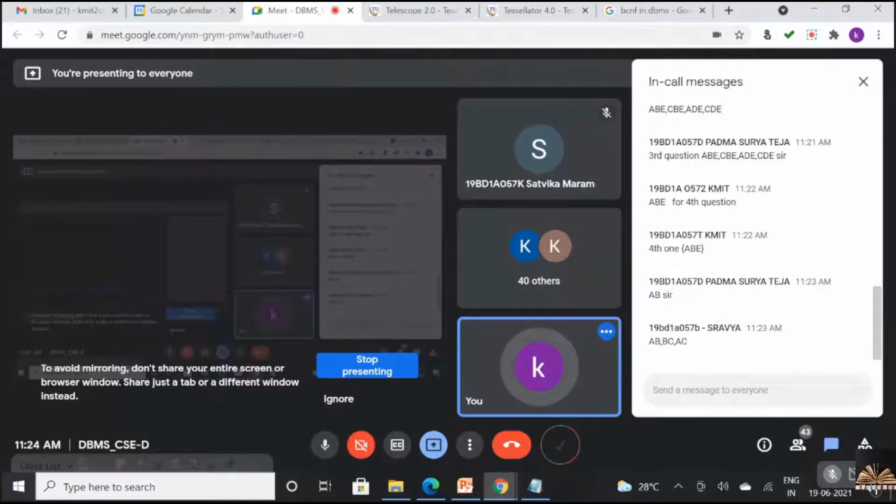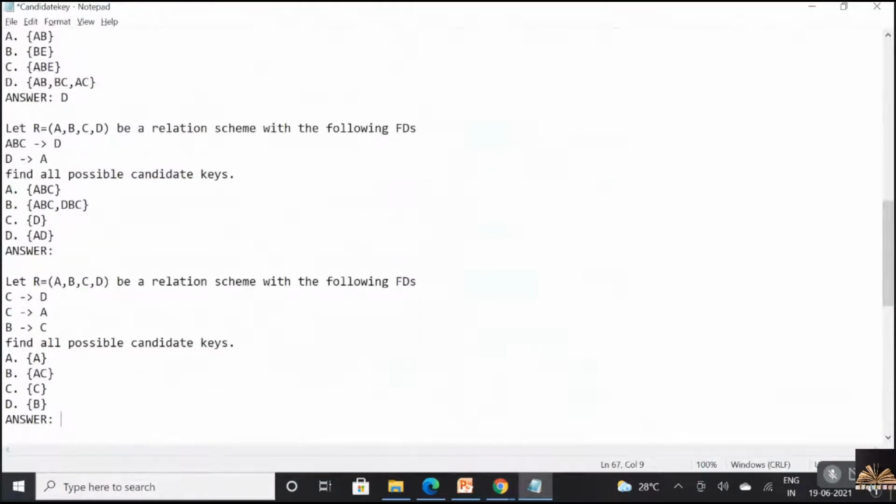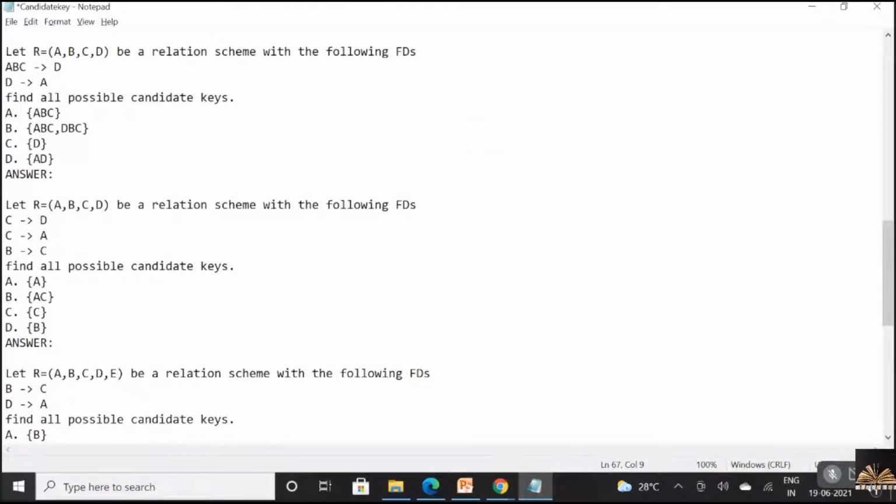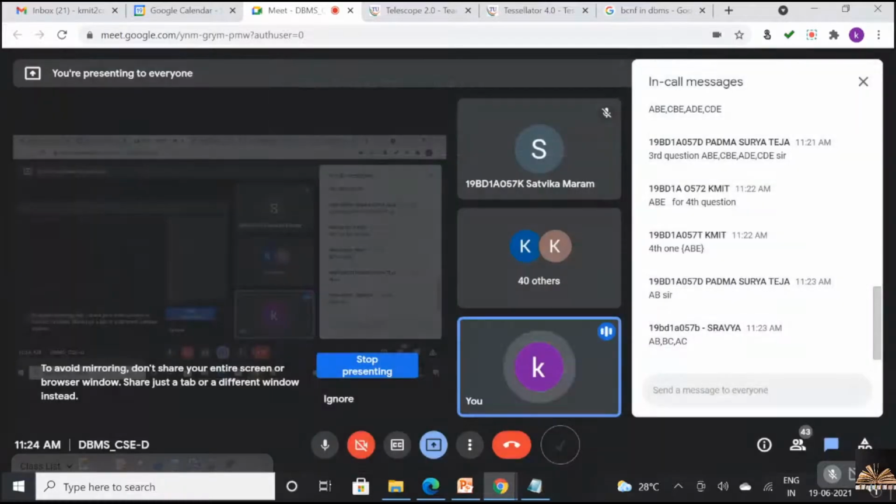Right. A, B, B, C, A, C. Fine. Now try to do the fifth and sixth. What about others? Are you trying to do it or not? You're just sitting idle.